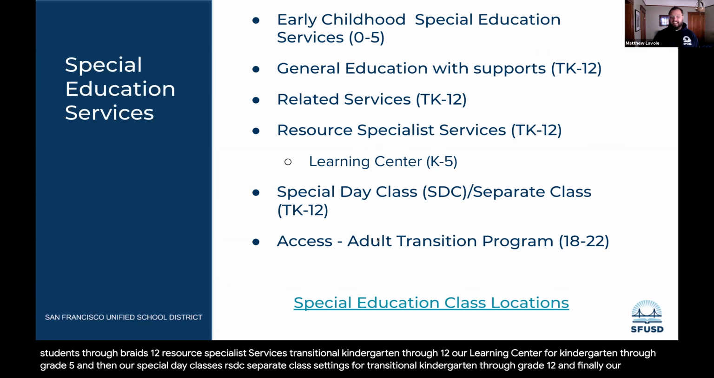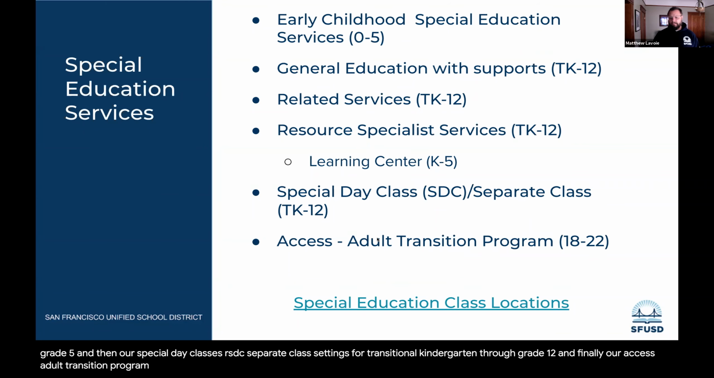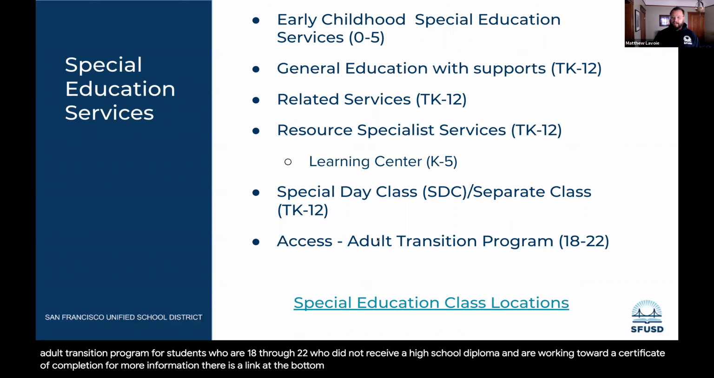And finally, our Access Adult Transition Program for students who are 18 through 22 who did not receive a high school diploma and are working toward a certificate of completion. For more information, there is a link at the bottom of this slide to our district website that can give you information on all of the schools and what programs they all have at each school site when you're making your decision.